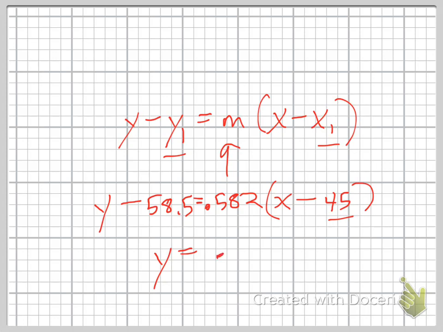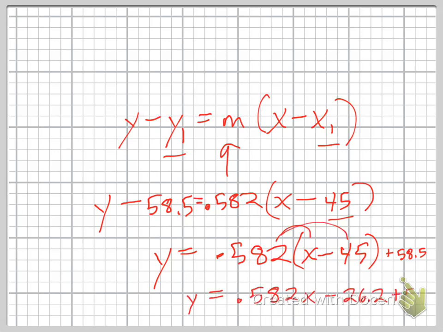to both sides. So this little dude, distribute the 0.582. I'm going to do that later, let you guys look at it as is, and maybe just let you have that fun yourself. And then plus 58.5. There's your equation that way. Now I'm just going to distribute here and call it good. That's the step I'll do here. A little distribution: 0.582x minus 26.2 plus 58.5.